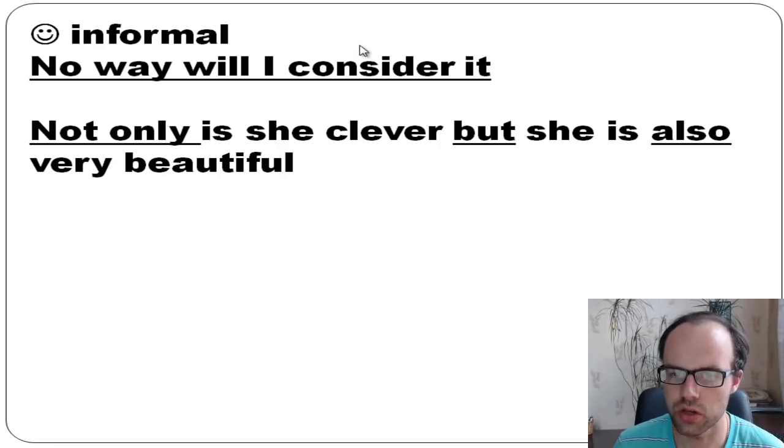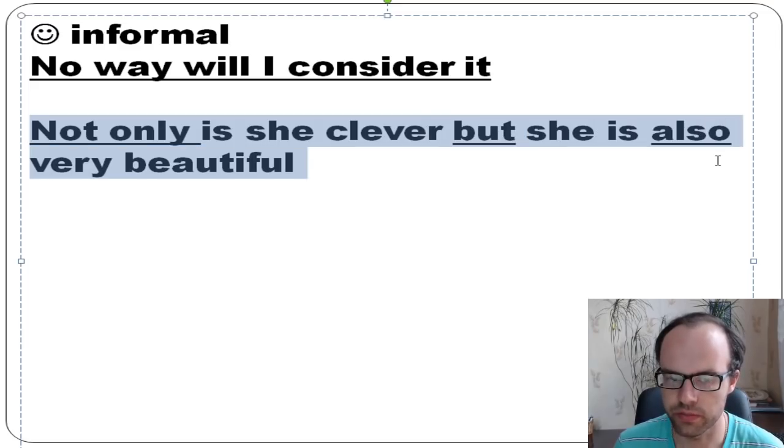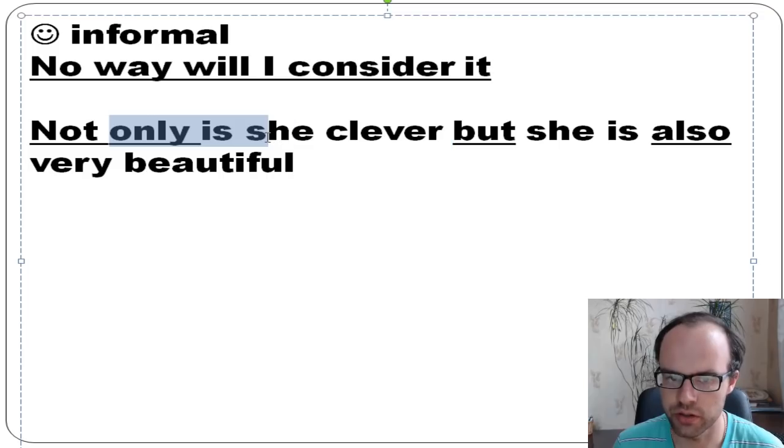Well, we use the opposite word order after not only. Look, not only is she clever, it means she is also clever, but she is also very beautiful. Okay, so you can say it without this inversion: she is very clever and she is very beautiful. But if you use not only, you need to use the opposite word order here. So you use is she instead of she is, and you also say but she is also very beautiful.